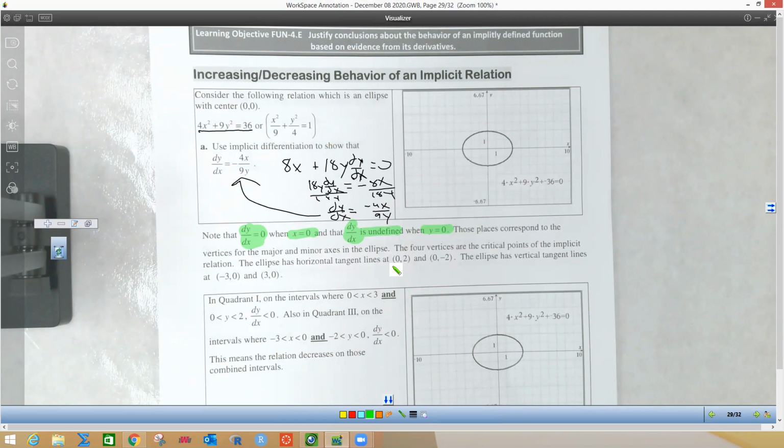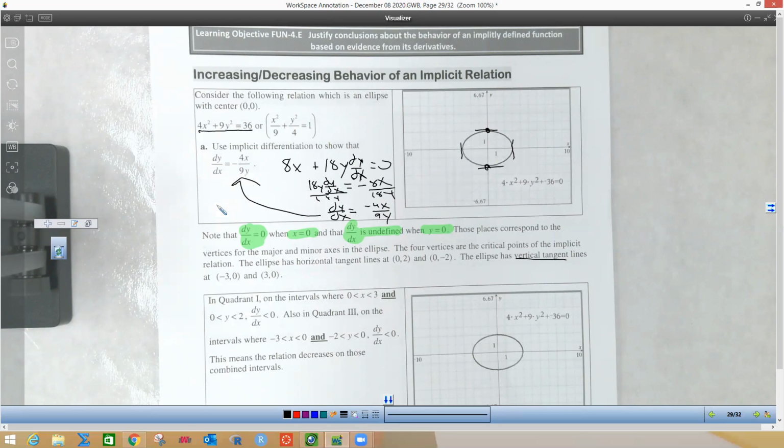The ellipse has horizontal tangent lines at (0, 2) and down here at (0, negative 2). In other words, if I plug (0, 2) into this equation, I get 0 slope, and if I plug in (0, negative 2), I also get a 0 slope. Then when y is 0, it's undefined. That would be a vertical tangent line. If I plug 0 in here, no matter what you get up here, over 0 is a vertical tangent line, here and here.